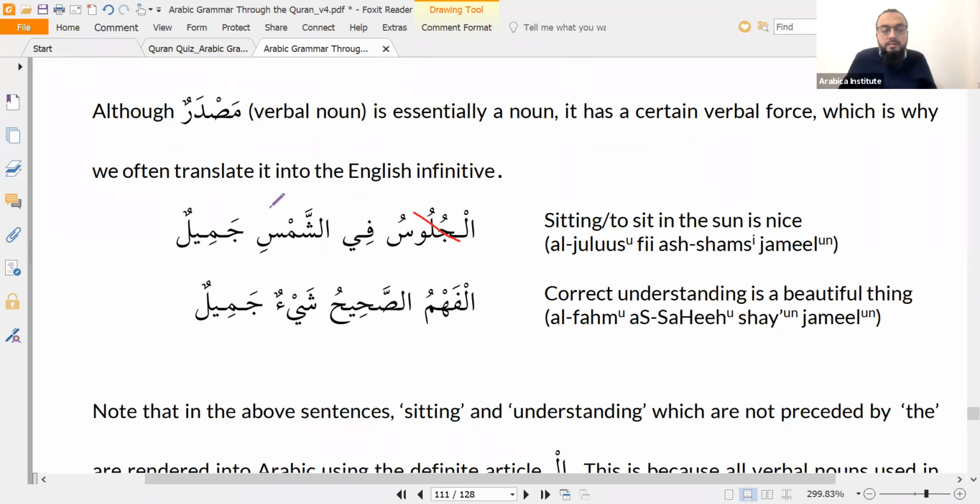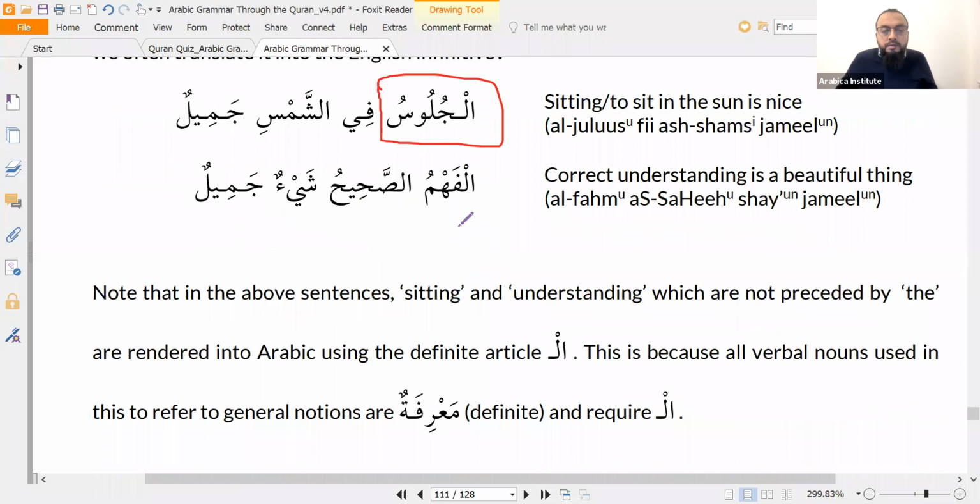It will say he is sitting. He is sitting in the sun is beautiful. It's nonsense. So when you say something like sitting in the sun is beautiful, you're going to use the verbal noun, right? So you're going to have the verbal noun, Al julusu, and you've got a noun sentence here, of course. Al julusu fi shamsi jamilun. Al fahmu sahihu shay'un jamilun. See? All right? So you'd use verbal nouns here, not verbs.